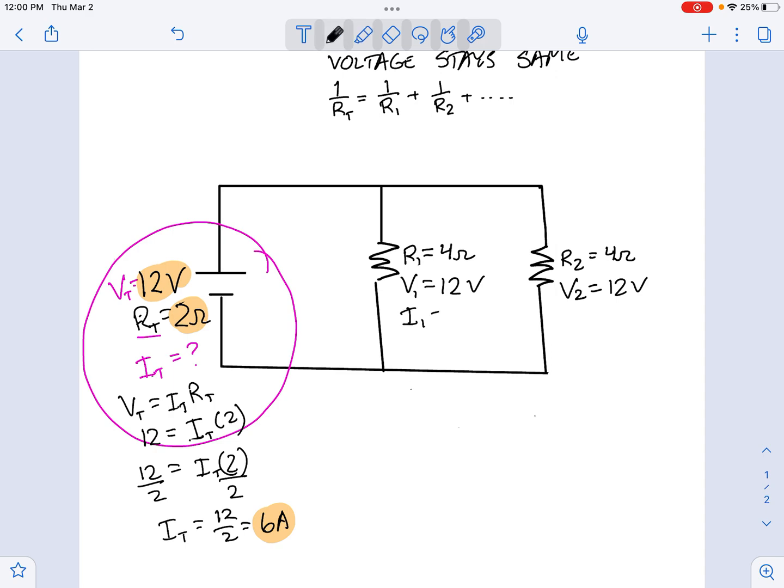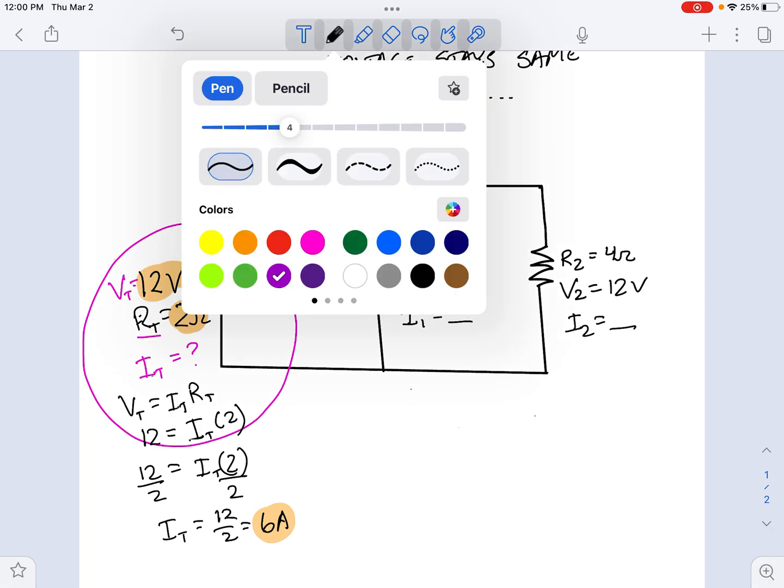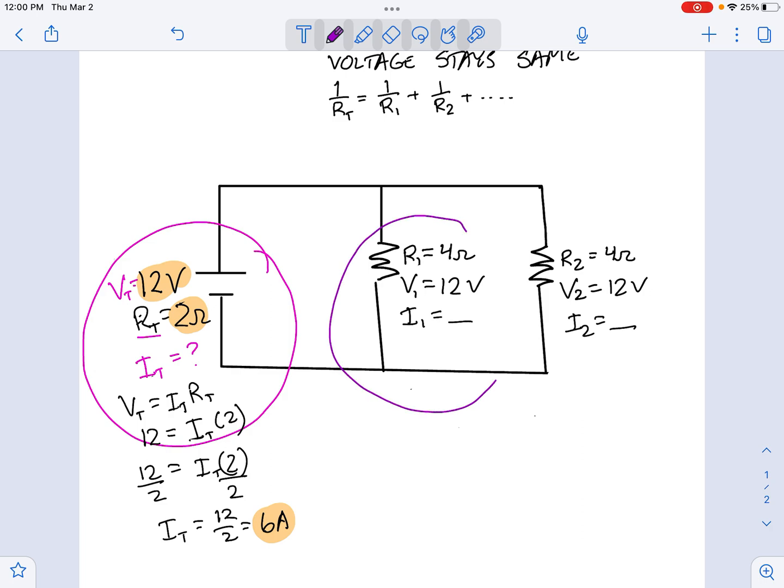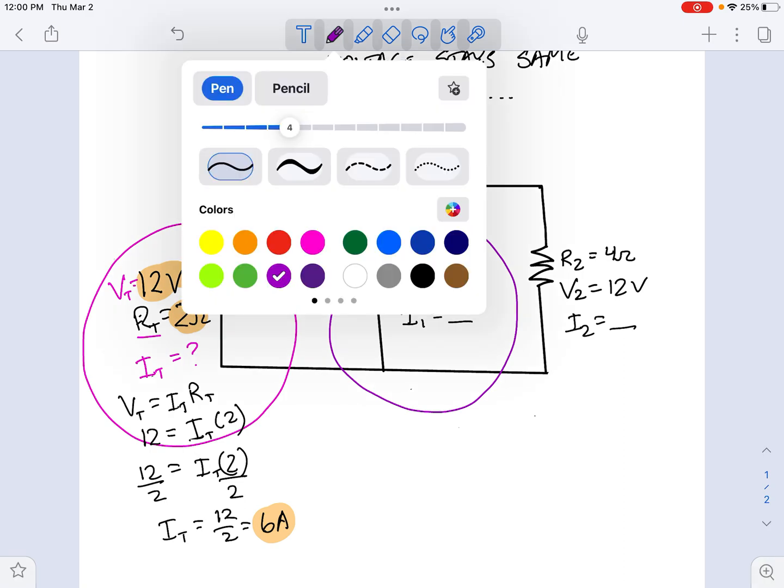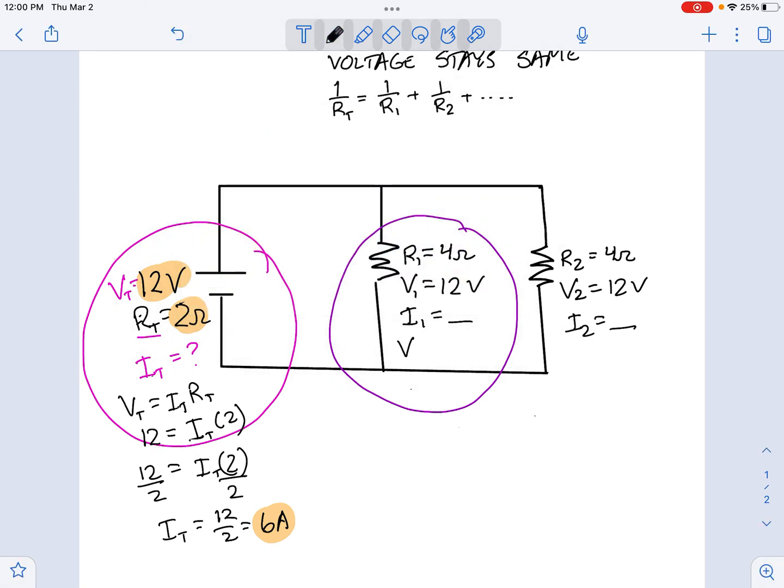Okay, so now we want to find the current through each of these legs. This is a parallel circuit, and the current does not stay the same in a parallel circuit. So we need to solve for these. So now we're looking at locally here. So now we can apply that equation there. So again, now we say V1 is equal to I1, R1. And we plug it in.